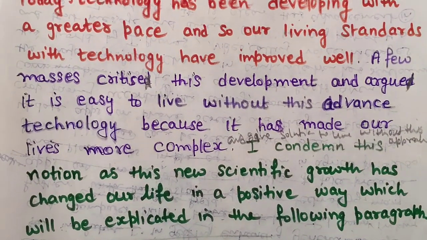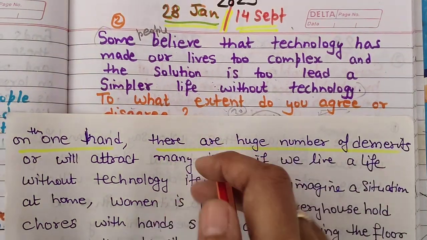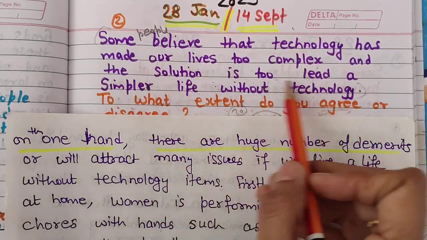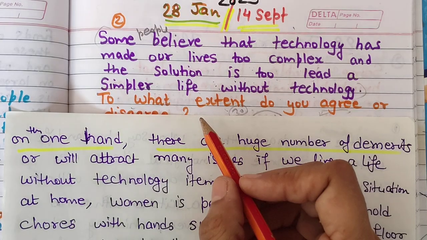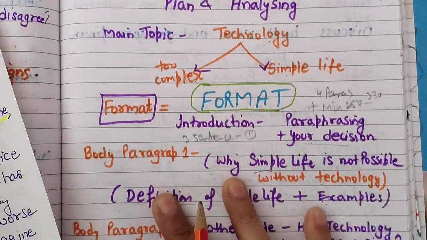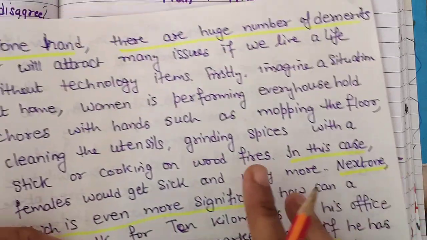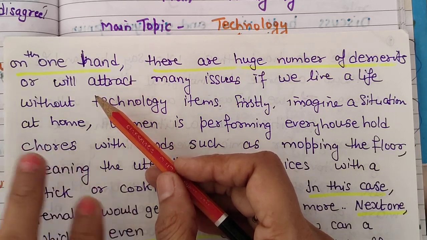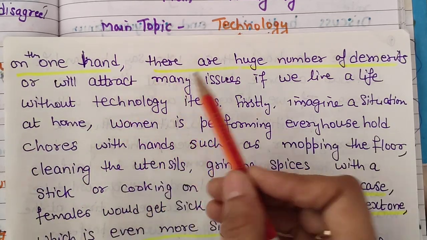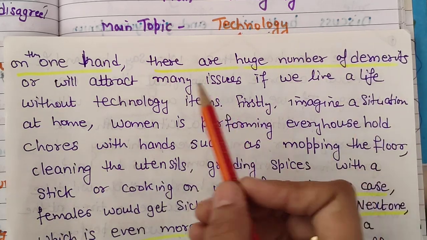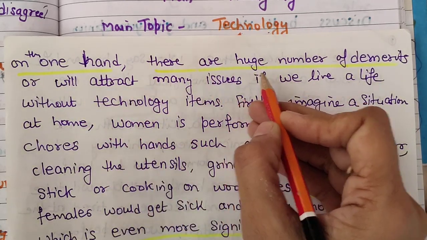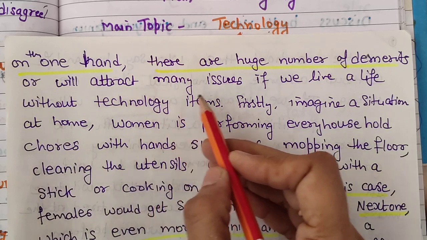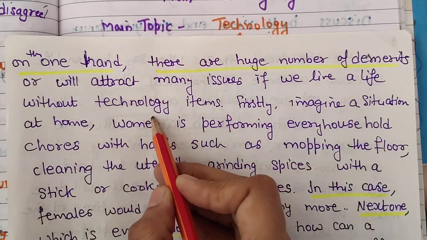Okay, now coming to body paragraph 1. Now again I will read the question statement. Some believe that technology has made our lives too complex and the solution is to lead a simpler life. Okay, now first body paragraph, as I told you, I will write why it is not possible to live a simple life. Okay, so let's read it with me. On the one hand, because I am writing both the opposite things. In the first paragraph the different view, and in the second I am going to explain my disagree point. On the one hand, there are a huge number of demerits, or will attract many issues if we live a life without technology items.